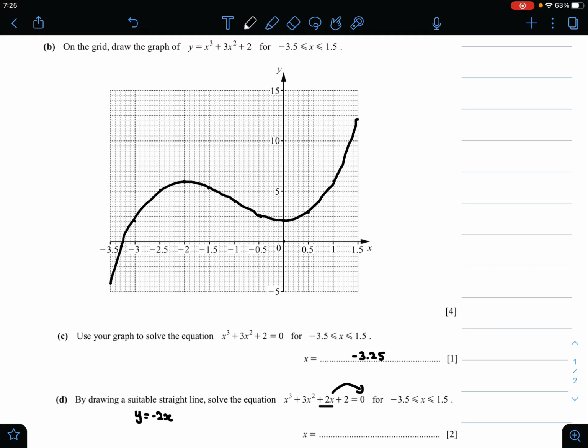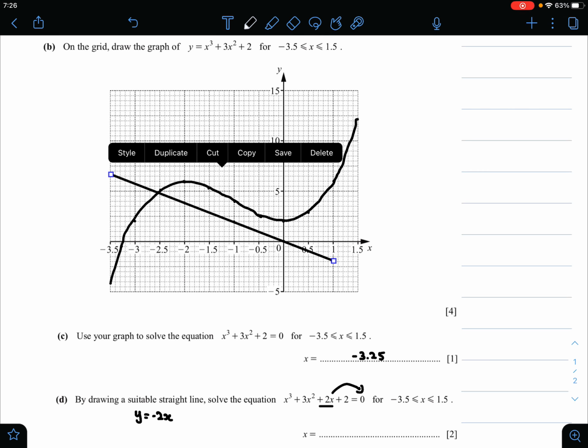So that would be right here. When x is -1, y would be +2. So that would be right here. And now all we need to do is draw a straight line connecting these points. So that would be like this, and make sure to use a pencil and a ruler again, so that you get an accurate answer for this question.